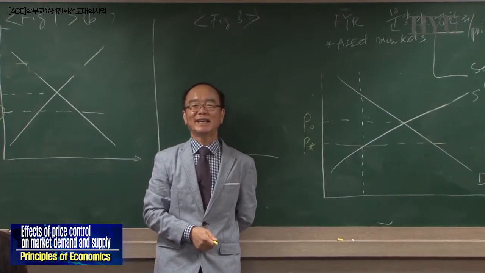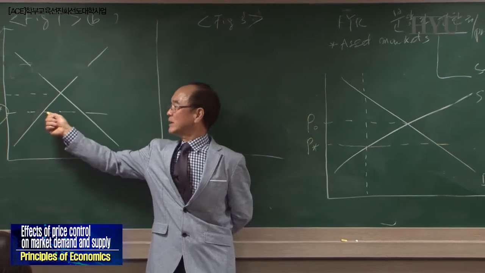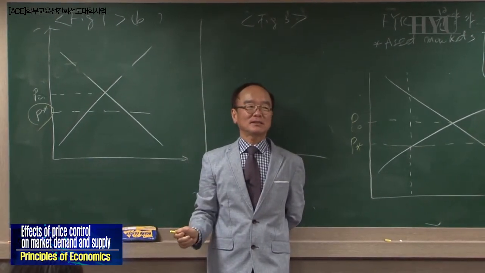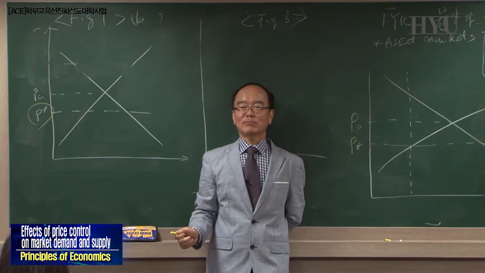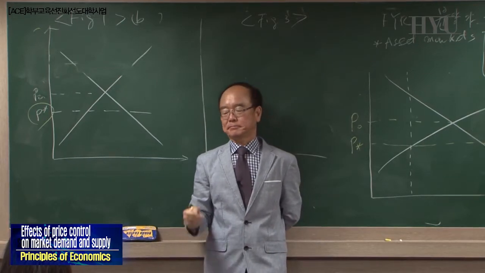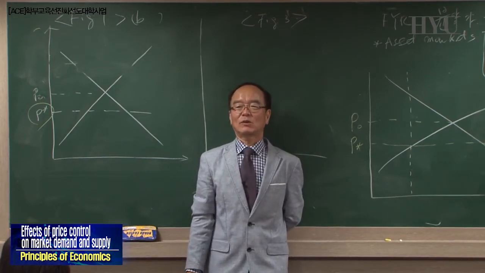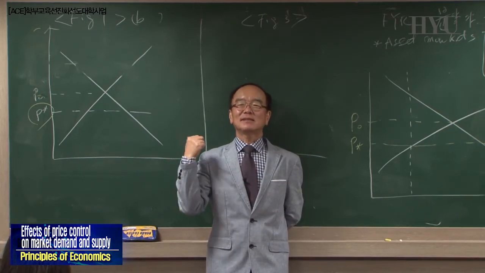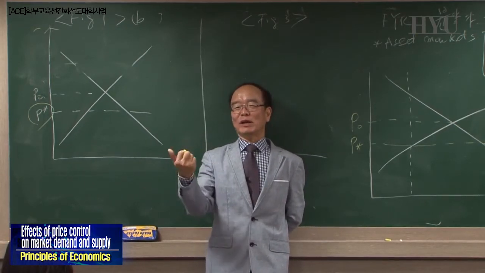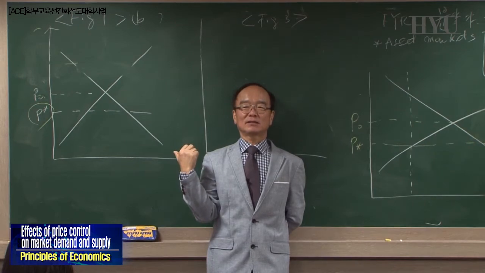What do we have right now? The price is lower than the equilibrium price, right? What do we have? A deficit, or excess demand. Right now, some of you are in exactly this situation, okay?